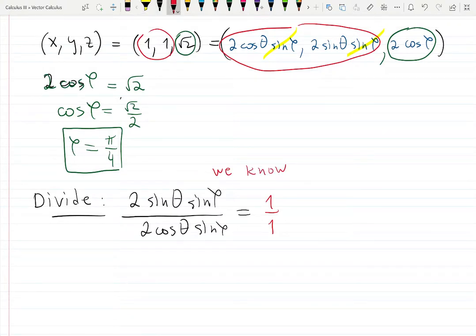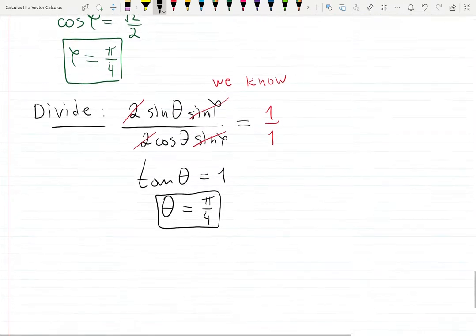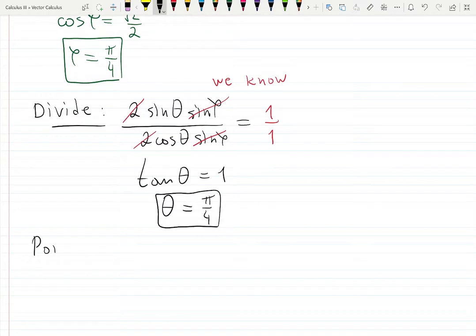From here, let's start solving. The 2 cancels out, and you're right, it is tangent. So tangent of theta is 1. Theta is restricted from 0 to 2 pi, and the angle is pi over 4 again. Just like in the previous example, u and v were given. Here, u and v are theta and phi, and now we found them. So the point is theta and phi, which is pi over 4 and pi over 4. Nice.